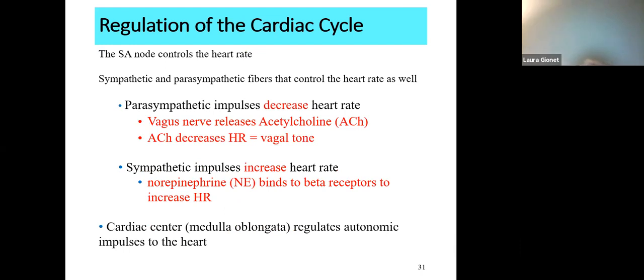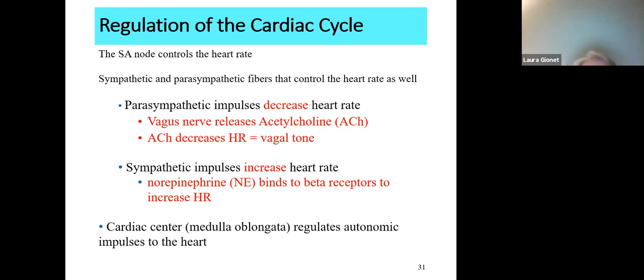The SA node controls the heart rate. So, we said that left on its own, you have its own intrinsic heart rate of about 90 to 100 beats per minute that are generated from the SA node in case some other pathway fails. And then from the AV node, you can generally initiate 40 to 60 beats per minute, and from the Purkinje fibers, it's generally about 20 beats per minute.